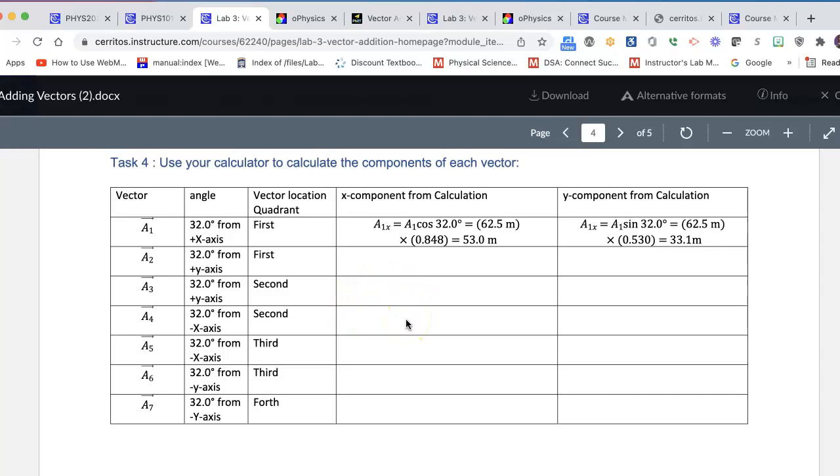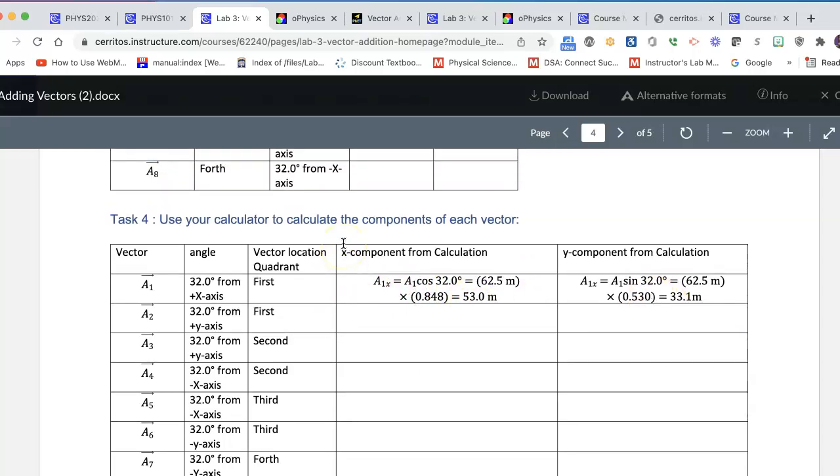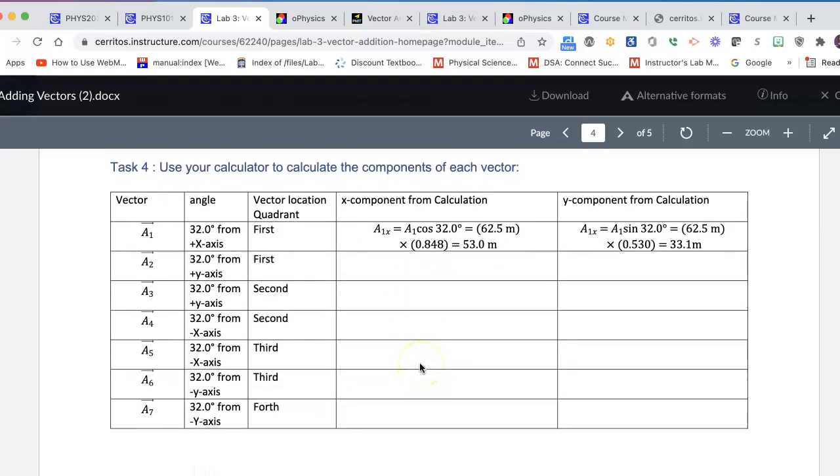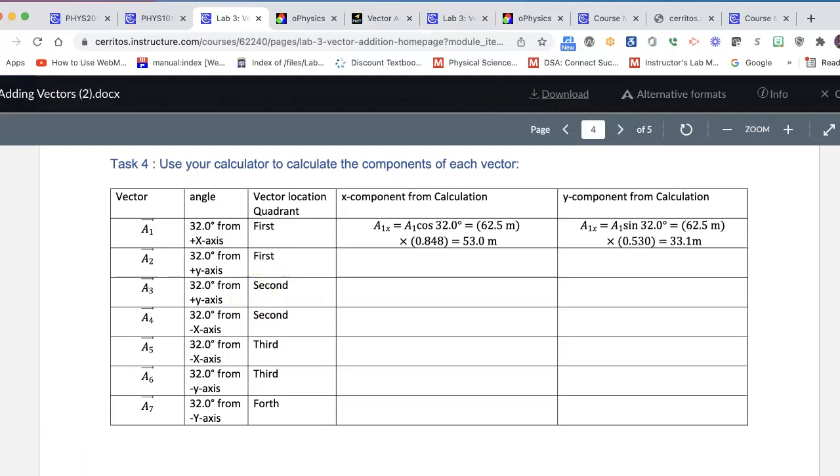Here, what you are going to do is have the same vector that we were talking about in task 3, but you're going to do the calculation using your calculator. You are going to use your calculator to calculate the components of each vector. This is going to be calculation, and again what is really required here is typing. Then I will say again, let me download here and show you.